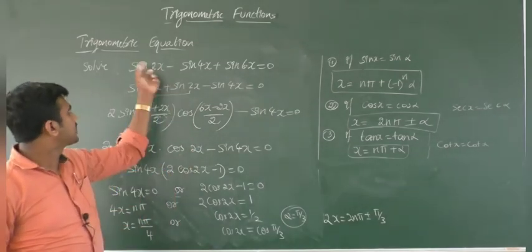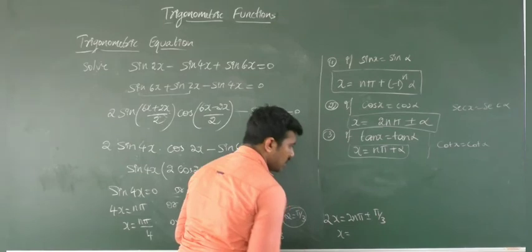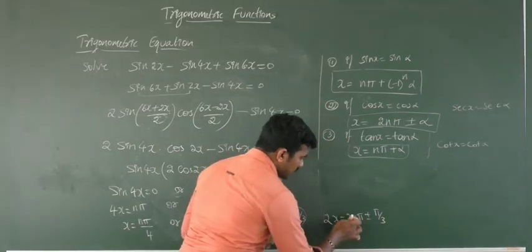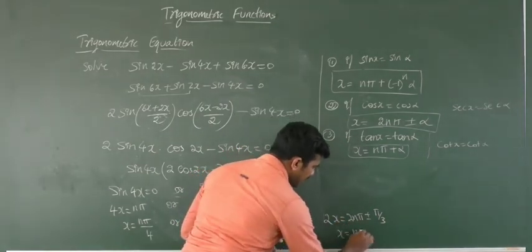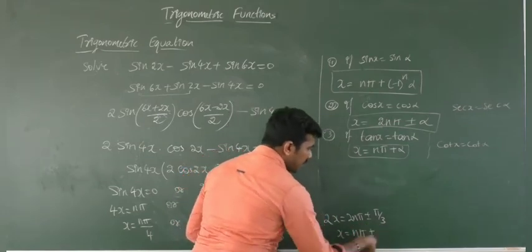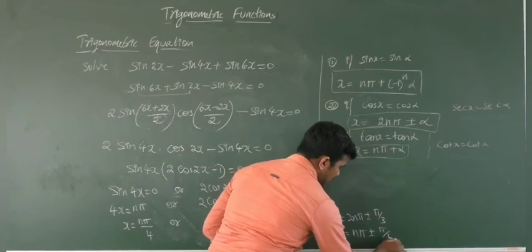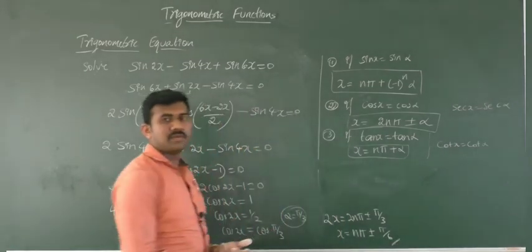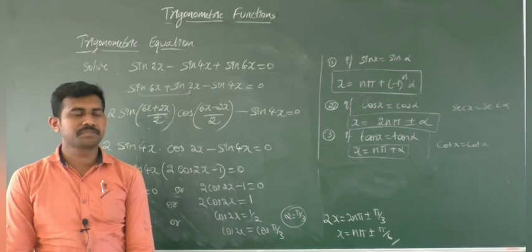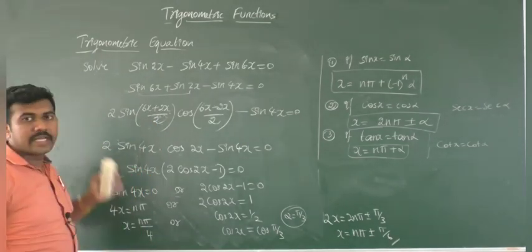But we need the x value. For the solution, we must find the x value. So if you want x, divide by 2 on each side. Dividing, 2n pi by 2 is nothing but n pi, plus or minus pi by 3 by 2, which is pi by 6. Okay, that is the solution. Now let's see the next question.